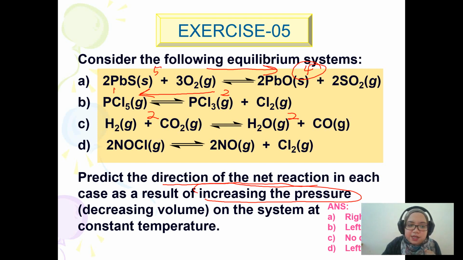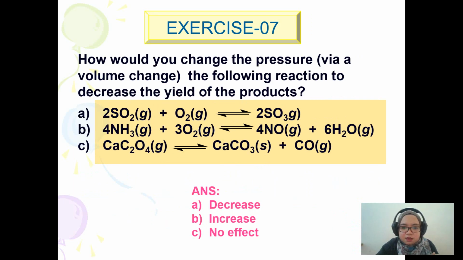Okay? Alright, next, last one. Here we have 2 moles of gas, and this has 3. So we will proceed to the left. Why? The left side has fewer moles of gases, which can exert lower pressure, which will hence reduce the pressure. Okay? Alright. So, this one is the same.